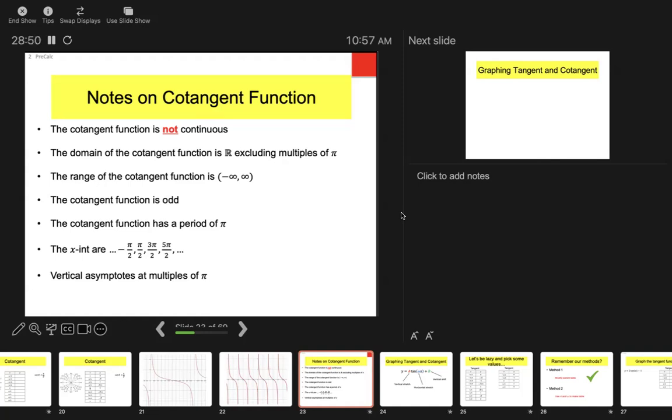So the x-intercepts don't happen at pi's now. It's kind of like the opposite of tangent. Tangent happens in terms of pi's. This one happens in pi's over 2. And once again, odd. X-intercepts are the odd pi's over 2. Even pi's over 2 would be where the vertical asymptotes occur. Finally, the vertical asymptotes are multiples of pi, just like what we excluded for our domain.